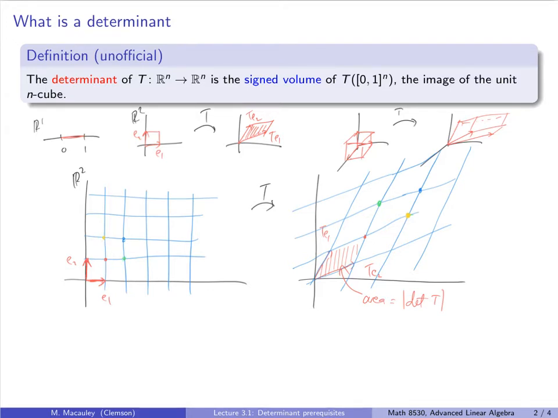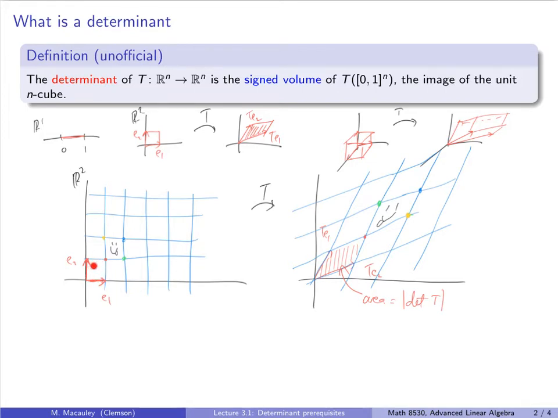yellow green. So if we had like a little smiley face here, something like this with the tongue out, then over here it would get mapped to, I really don't know how to draw this well, something like that, a mirror reflection of it. So because of this mirror reflection, the determinant of this is negative.